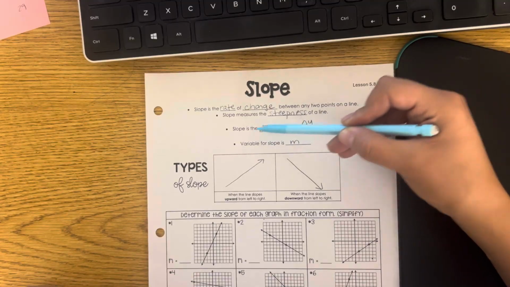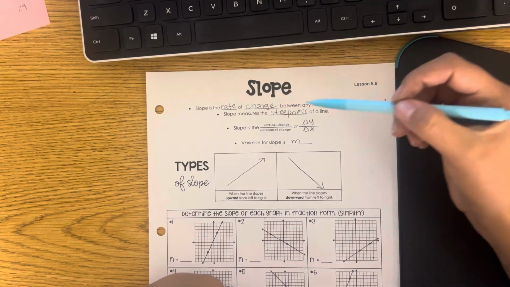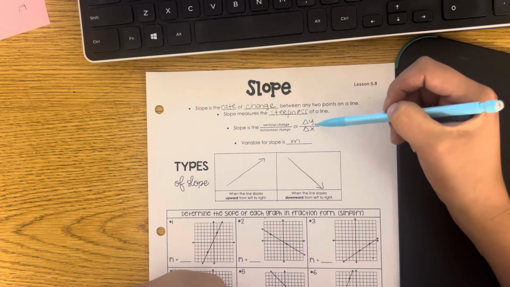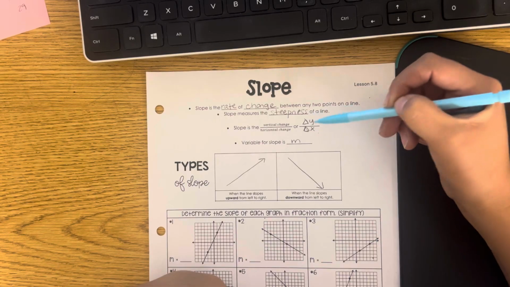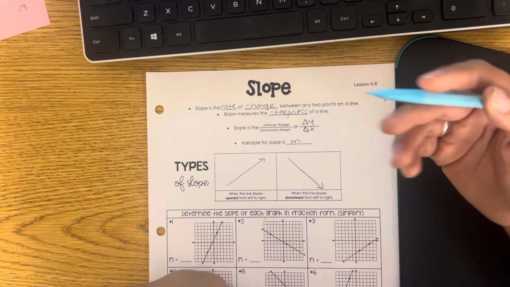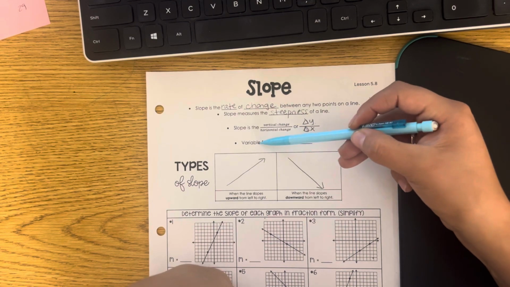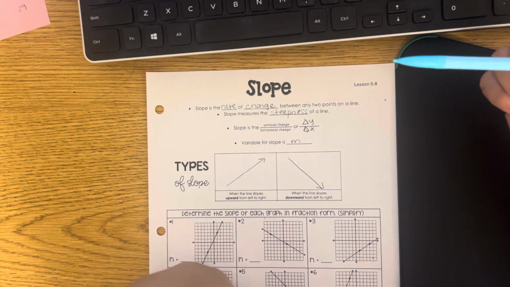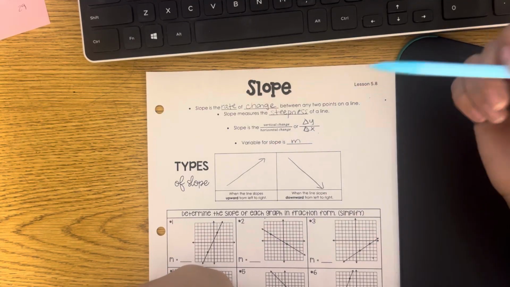More specifically, the slope is your vertical change over your horizontal. I'll explain that in just a second. Or instead of just y over x, your change in y over your change in x. That's what that triangle means, the change in y. Again, I'll explain that in just a second. And then instead of k, because k is only used whenever it's proportional, we use the variable m for slope.